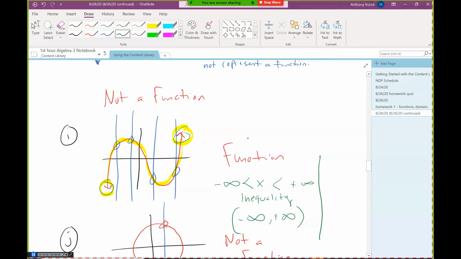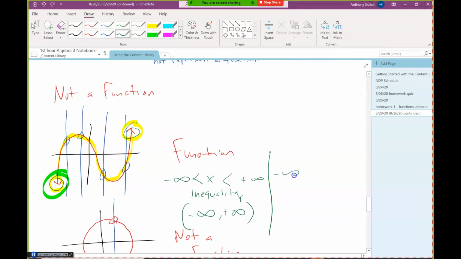So again, if I look for the lowest point on my graph, I have the arrow pointing down. So the lowest point would be negative infinity, right? Because we're going down forever. And then if I look for the highest point on my graph, that would be the arrow pointing up, so positive infinity, because we're going up forever. So I can say that negative infinity is less than y, which is less than positive infinity.